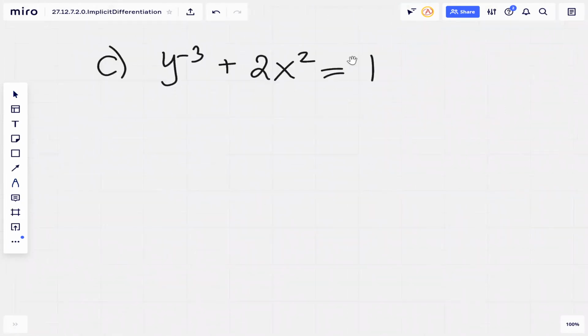All right, let's try this one. So C, y to the negative 3 plus 2x squared equals 1. All right, so let's take the derivative. Use implicit differentiation. So negative 3y to the negative 4 times y prime plus 4x equals 0. All right, let's solve for the y prime.